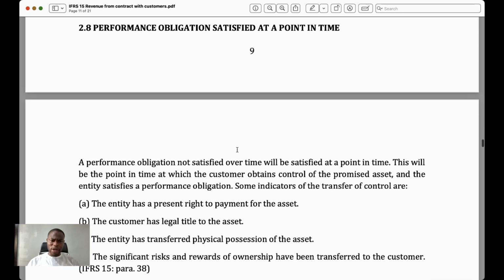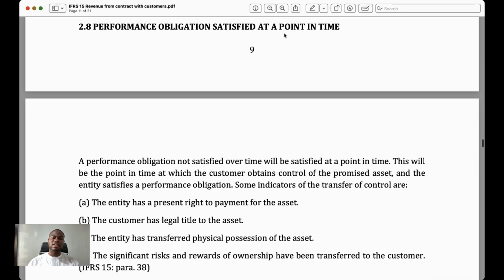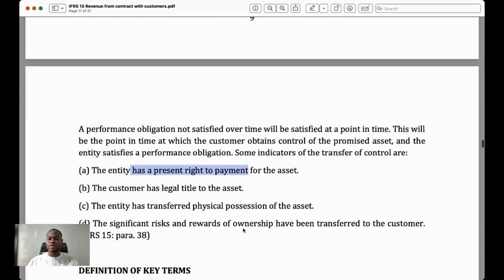Now, another one is when performance is satisfied at a point in time. This is the one that is common. It's just like you went to buy ready-made goods, you pay, and they deliver the goods to you. That's performance satisfied at a point in time. The indicators are that the entity has a present right to payment, so the seller has the right to receive payment immediately. The customer immediately has legal title to the asset. The entity will have transferred the physical possession of the asset, and the risk and reward of ownership have also been transferred to the customer.